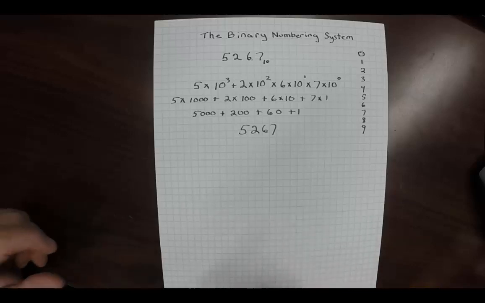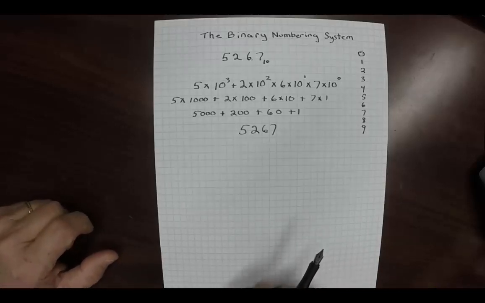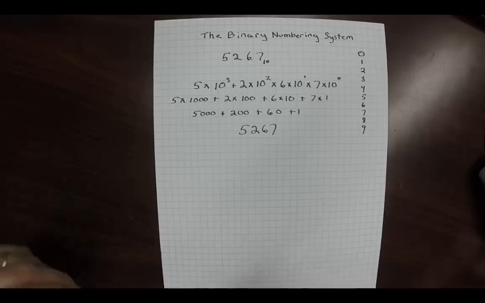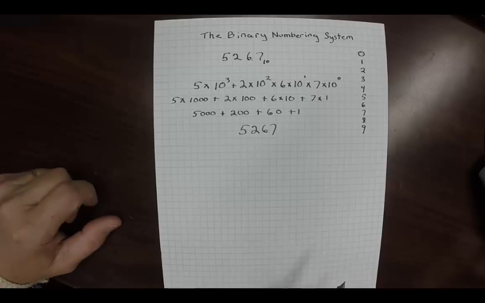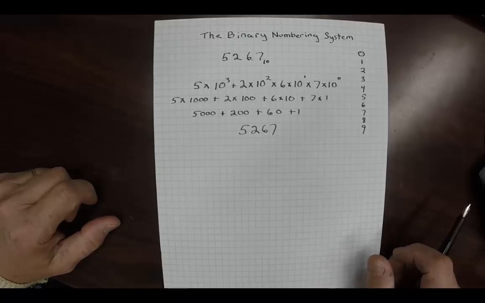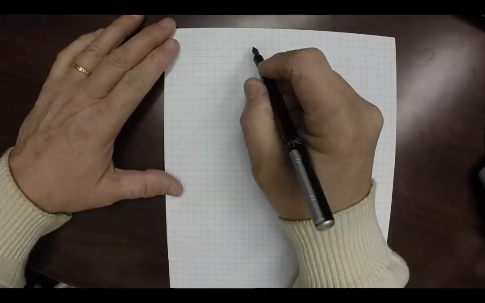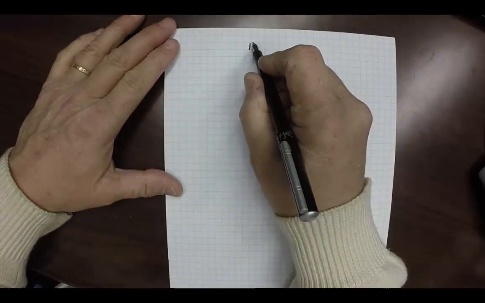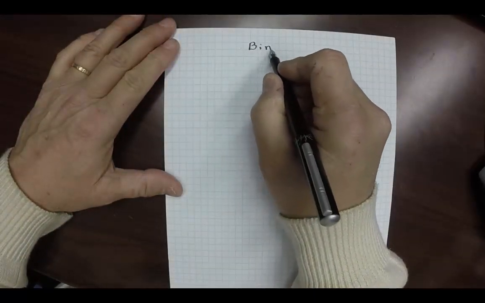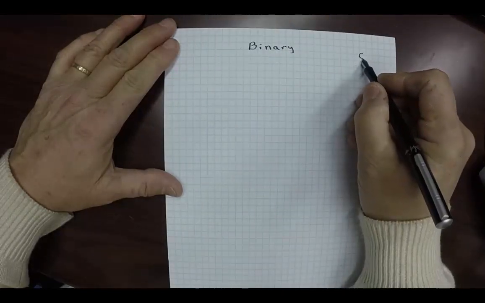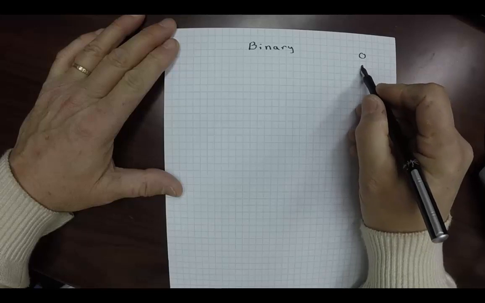So this is how numbers are interpreted, and it's important that we understand this before we go on and look at the binary numbering system, because we're going to apply this same principle. Well, let's look at binary. Binary has 2 symbols. It has 0 and it has 1.